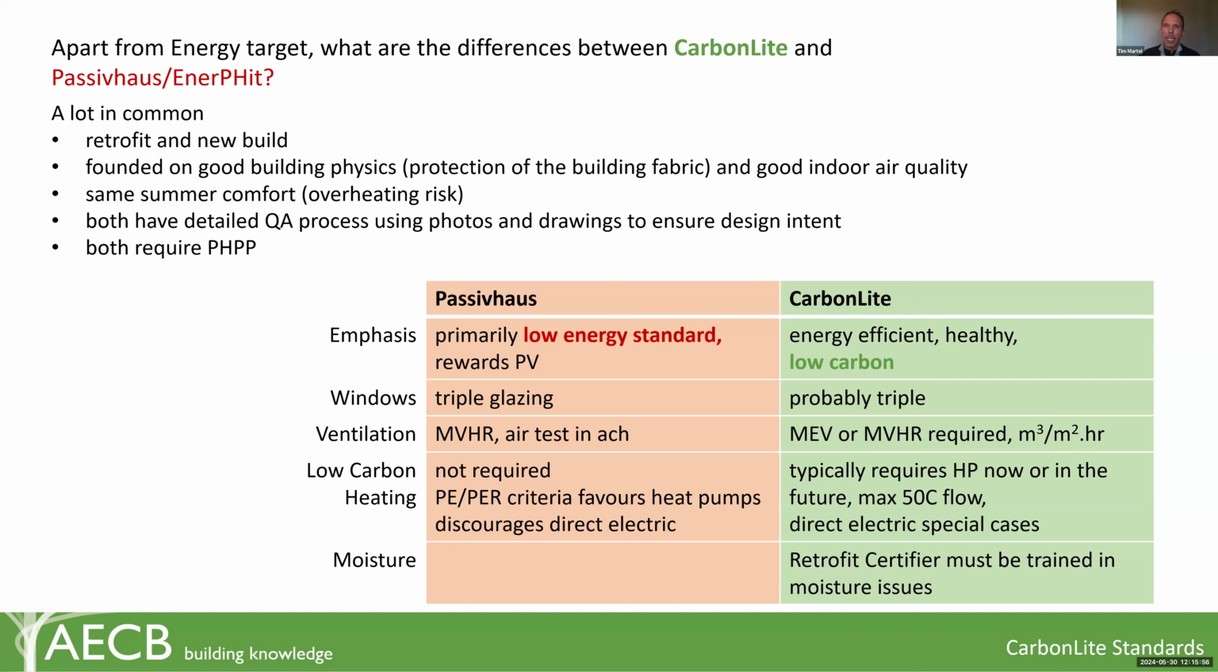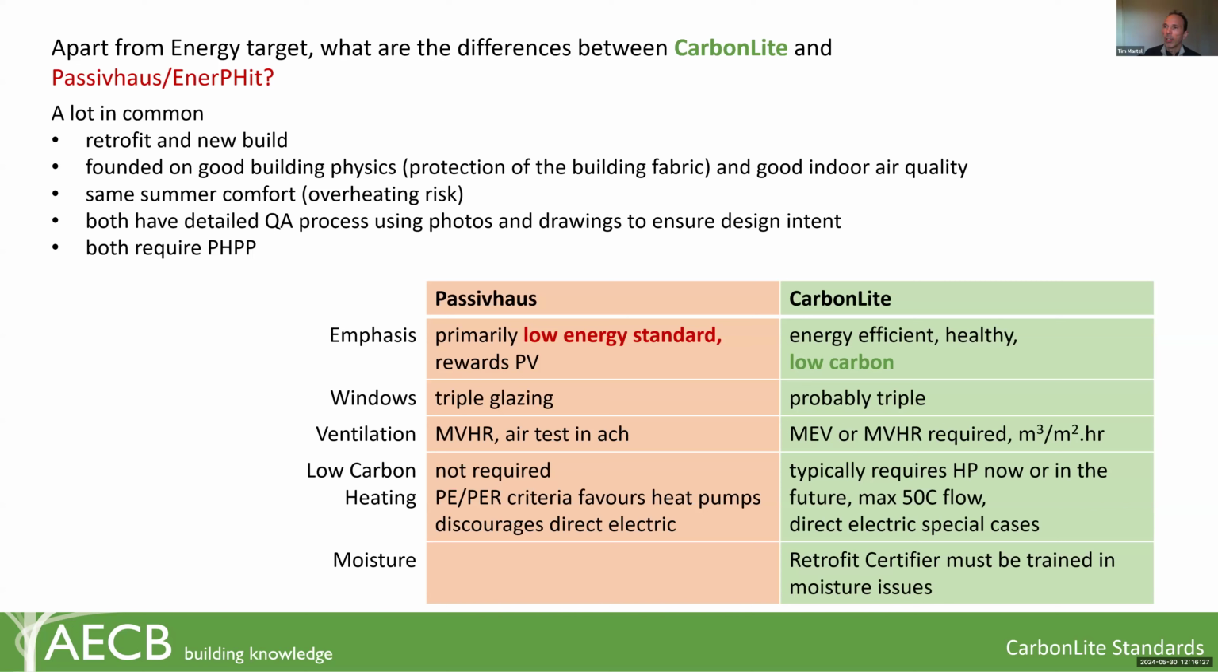Then for low carbon heating, that's not actually required for Passivhaus, but the primary energy renewable, or PER, criteria does favour having heat pumps, and it discourages direct electric, or doesn't actually rule against them. Whereas for CarbonLite, we do specify that you have to have a heat pump either now or later.